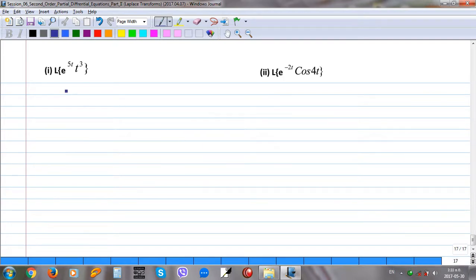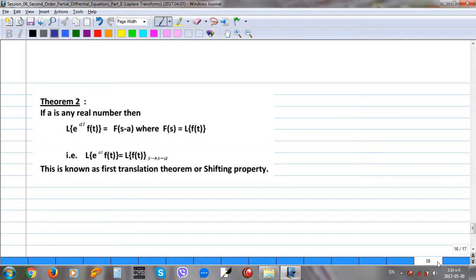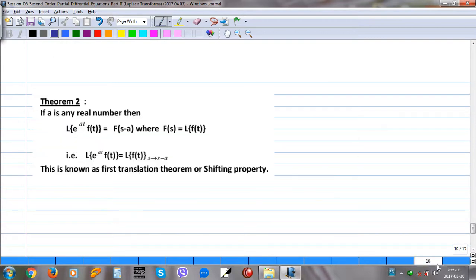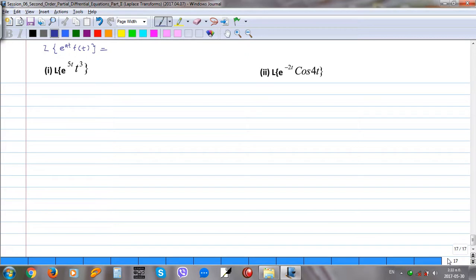This is one equation. Before that I am writing here: L of e to the at times f of t equals L of f of t, where s goes to s minus a, right.